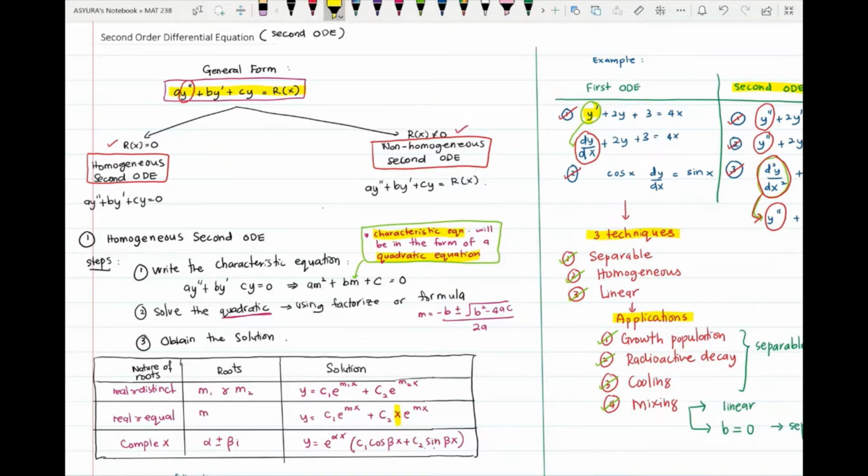This is the form of homogeneous second ODE: ay double prime plus by prime plus cy equals 0. And for non-homogeneous second ODE: ay double prime plus by prime plus cy equals r(x). So r(x) can be any type of function. It can be a constant, a quadratic, a cubic function, or maybe a trigonometric function. It depends on the question. Alright, so let's see the homogeneous second ODE.